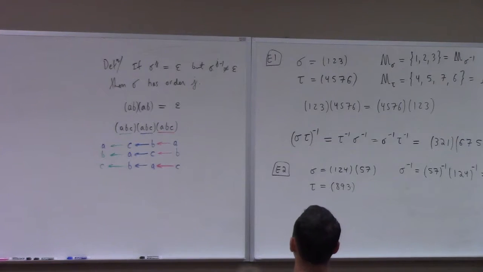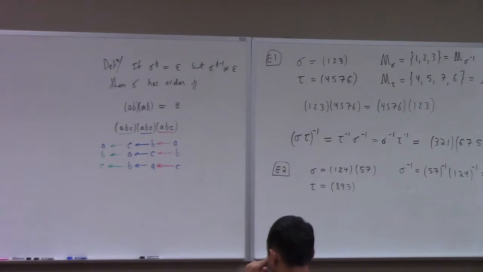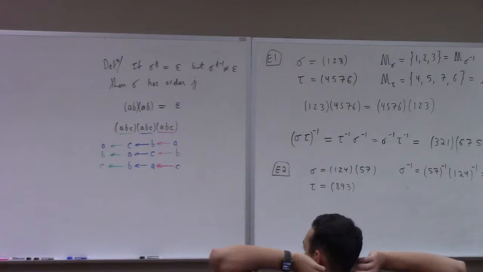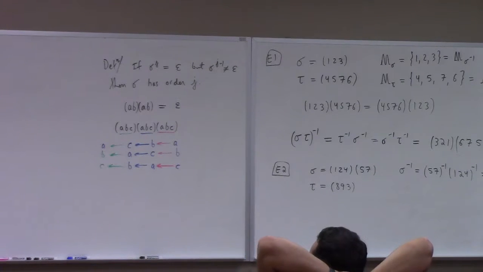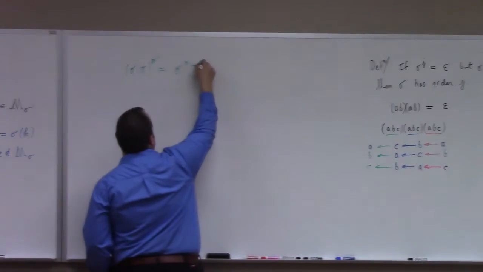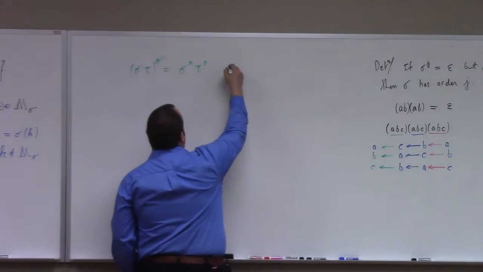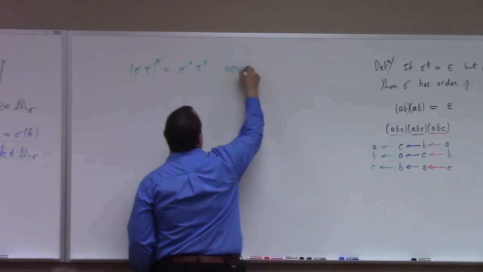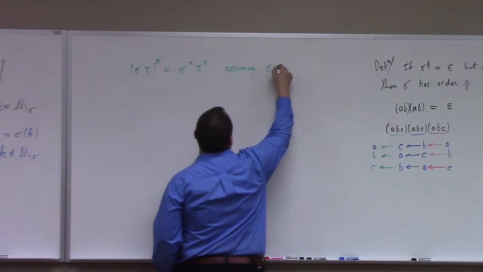Okay, so if sigma and tau are disjoint, that means they commute. Which means that in the monoid, the law of exponents holds: sigma tau to the n is sigma to the n, tau to the n. This is because, assuming what? Sigma and tau are disjoint.